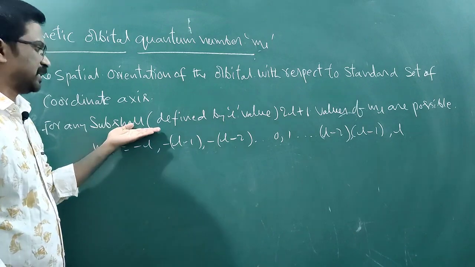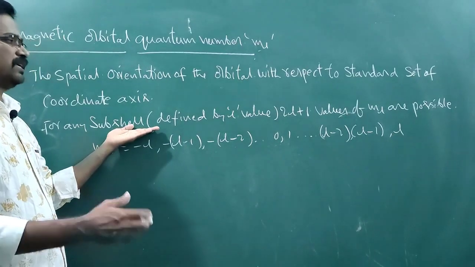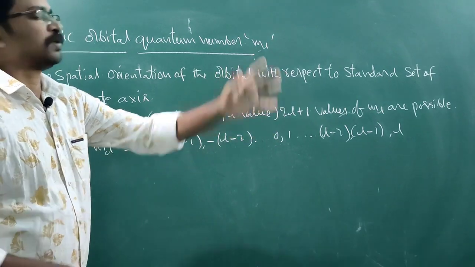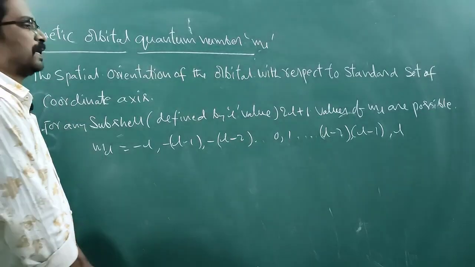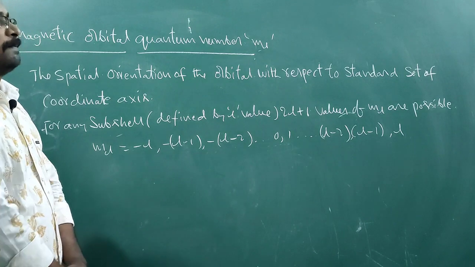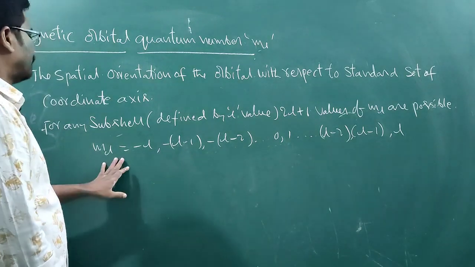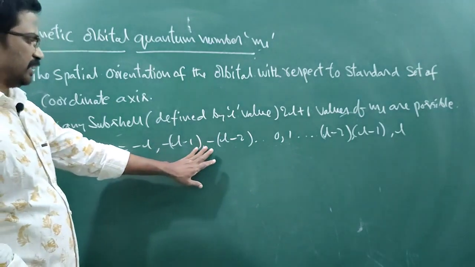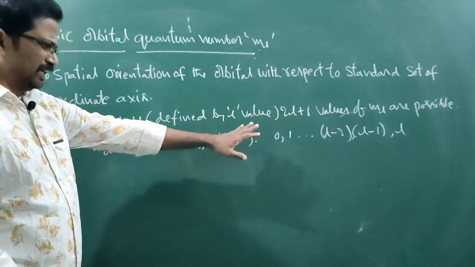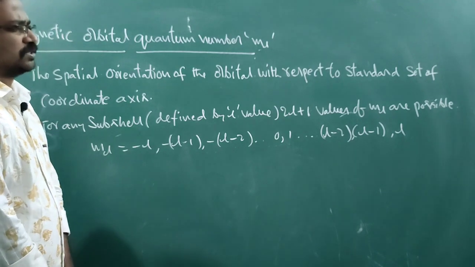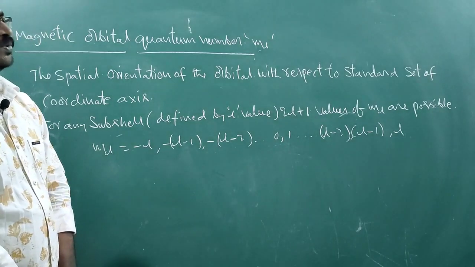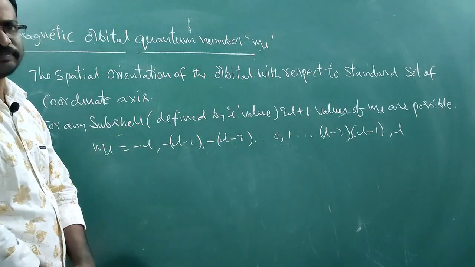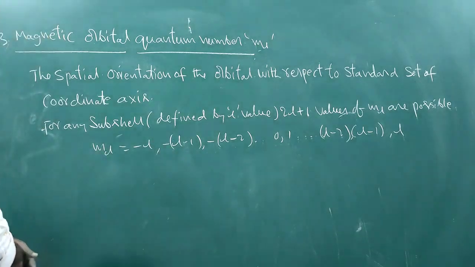For any subshell, for a given value of L, 2L plus 1 values of ML are possible. The ML values are given here: minus L, minus L plus 1, minus L plus 2, and so on, up to L minus 2, L minus 1, L. So how do we understand this? Let us take an example.